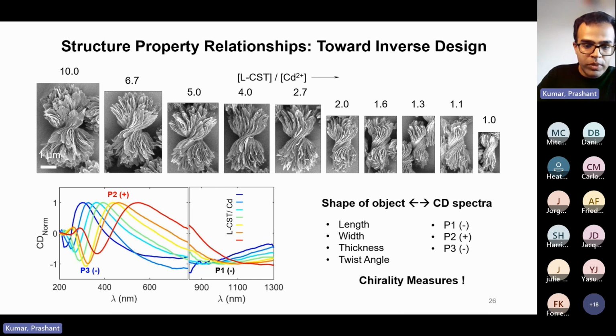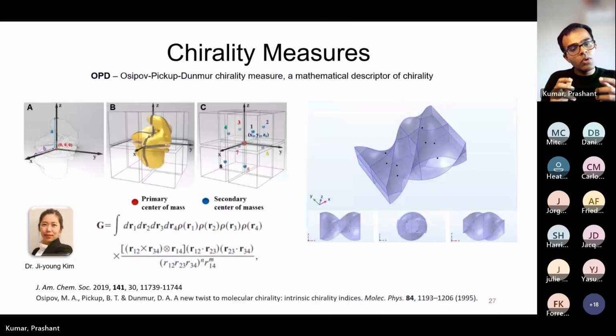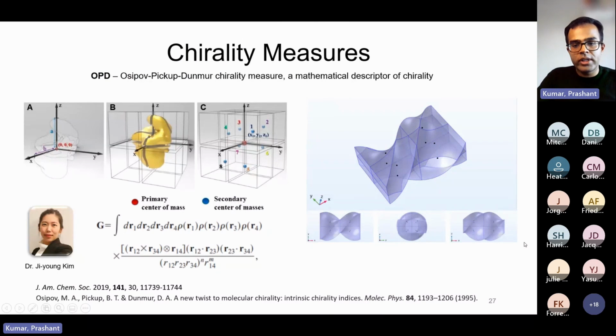So what we did was we broke down this spectra into these P1, P2, P3 peaks, and we started to break down the structure into its morphological parameters, that is the length, width, thickness, and the twist angle in the material. And we started to see what would be the best way to correlate this kind of a structure, morphological parameters, and the spectral peaks that we see. And for that, we came to these chirality measures that are well known in the chirality literature, where what we did was we broke down this entire twisted model that is shown here on the right-hand side, and we looked at the center of it into 8 parts.